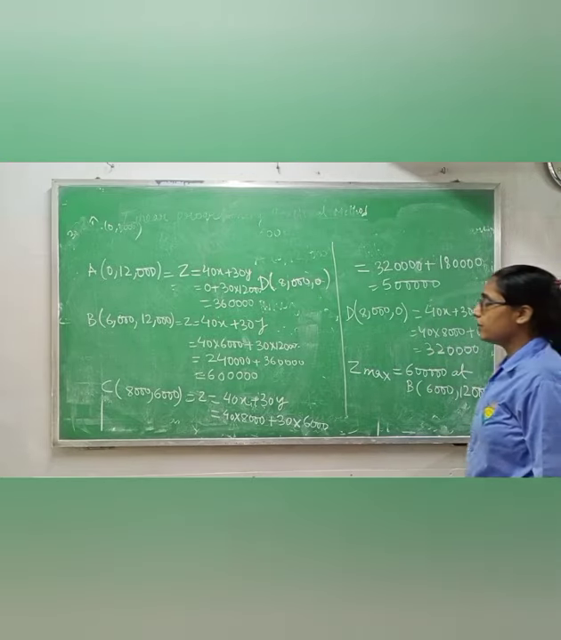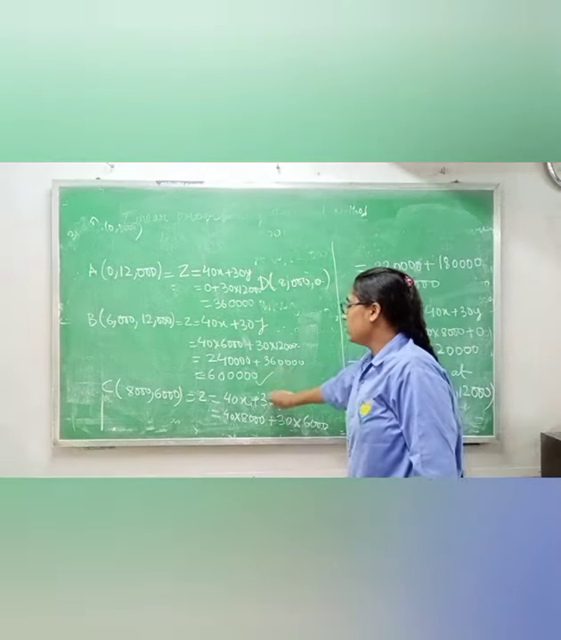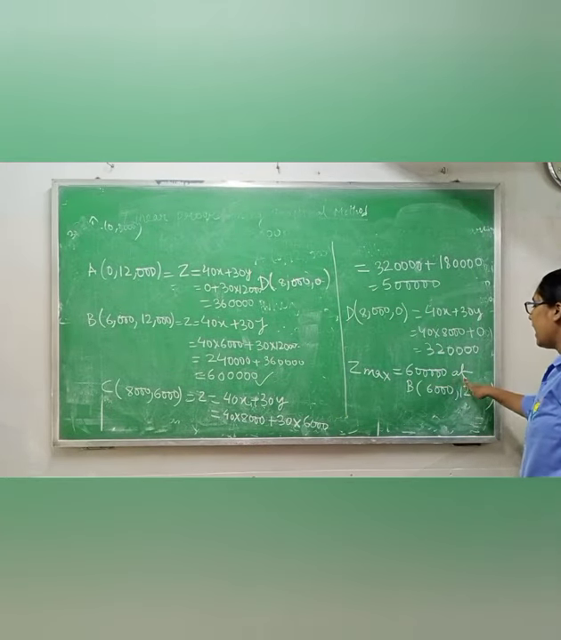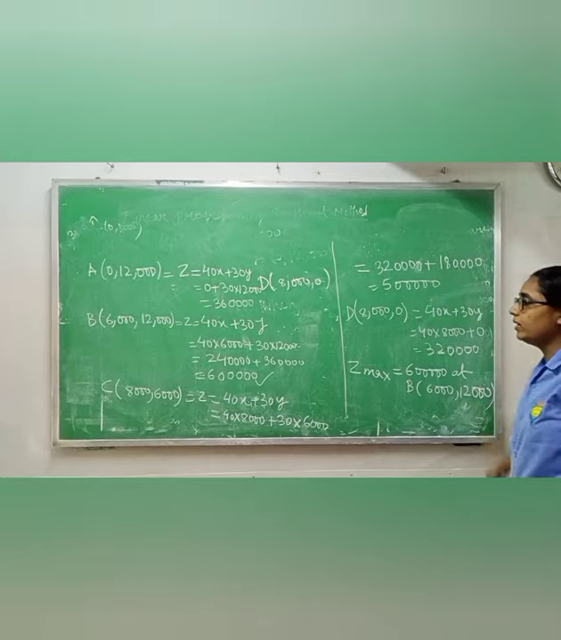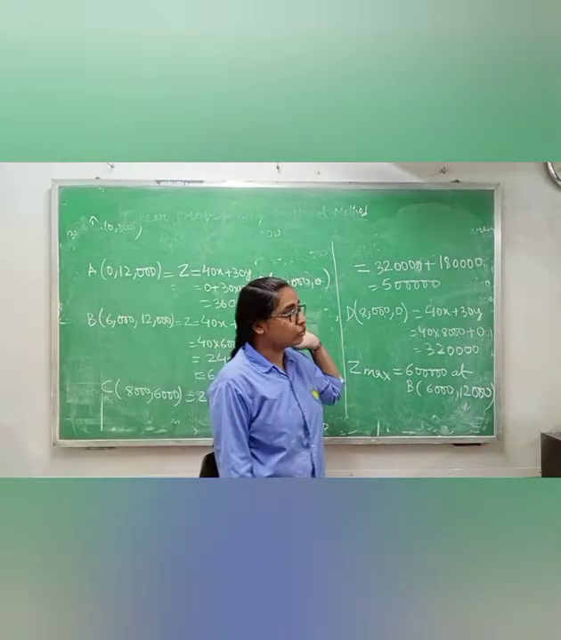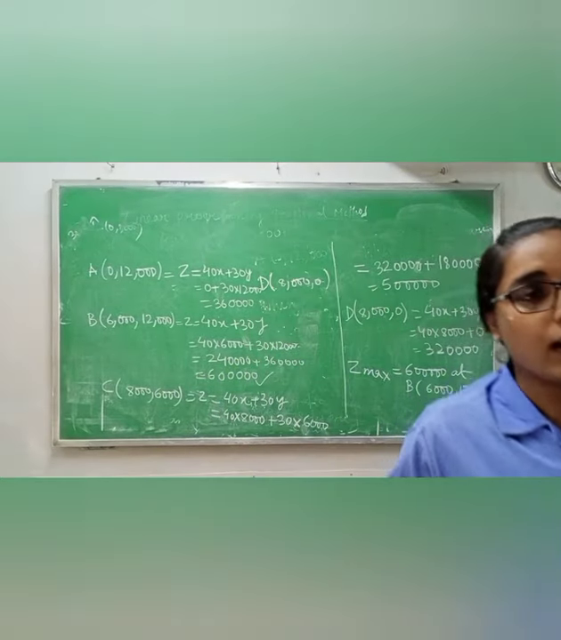So in which one is Z maximum? This one. So 6 lakhs. So I have written Z max equals 6 lakhs at B, 6,000 comma 12,000. Okay, so this one is your answer. But you have to do all of this for finding this answer.